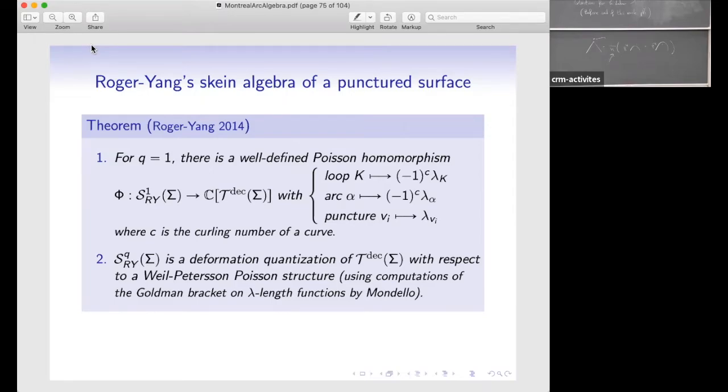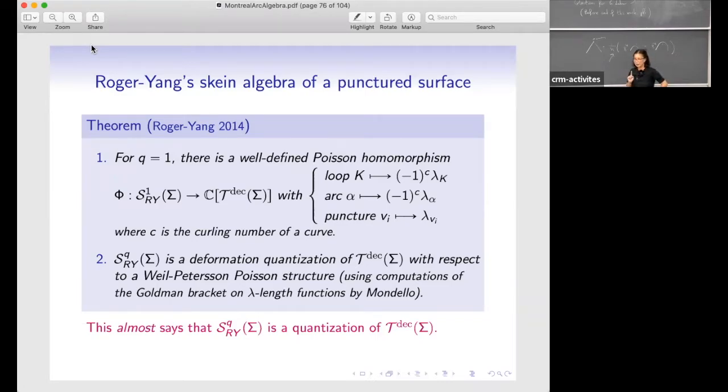And then if you let q move off of 1, so if you think of q as not equal to 1, then you can think of their skein algebra as a deformation quantization of the decorated Teichmuller space. And this Poisson bracket that they use is the one whose formulas come from the computation from Mondello. And this almost says that their skein algebra is a quantization of decorated Teichmuller space.